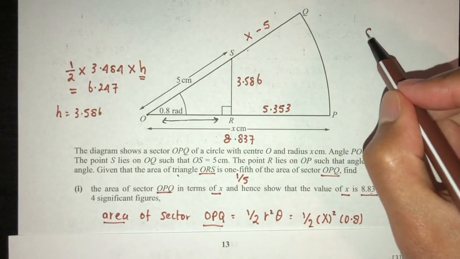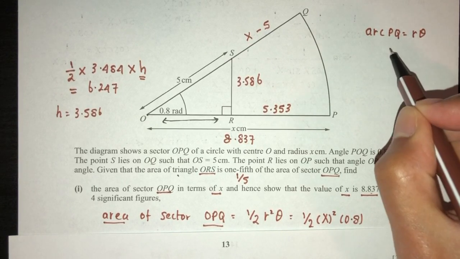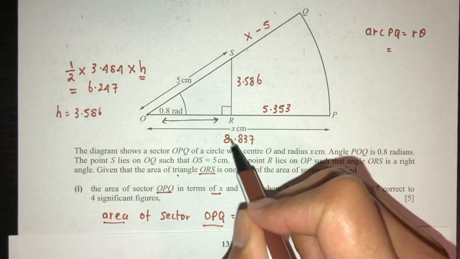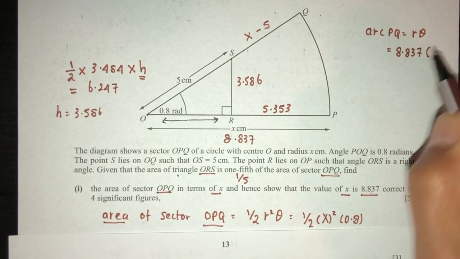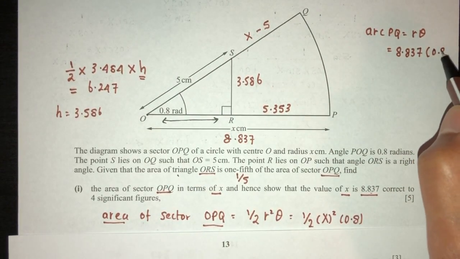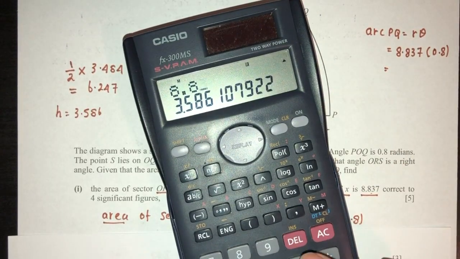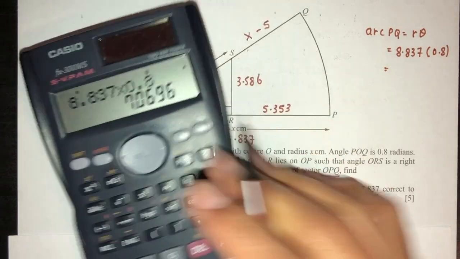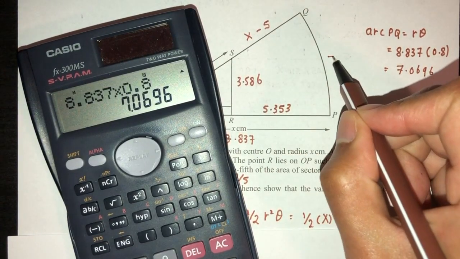So we can use the formula arc PQ is equal to r theta. Radius is 8.837, times the angle, which is 0.8. 8.837 times 0.8, that should be 7.0696.